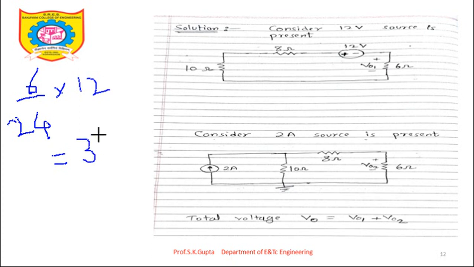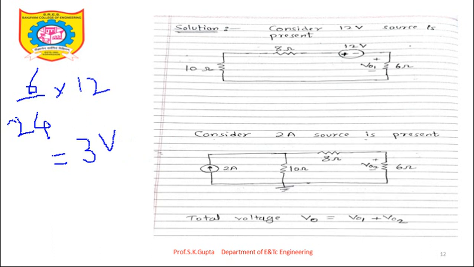Now all these resistances are in series with this 12 volt source. So I can use the voltage division rule. So VO1 value is given by 6 upon the total resistance, 10 plus 8 plus 6, 24, into the total battery voltage, which is 12. So it comes out as 3 volt. 72 upon 24 is 3 volt. So VO1 value is 3 volt.